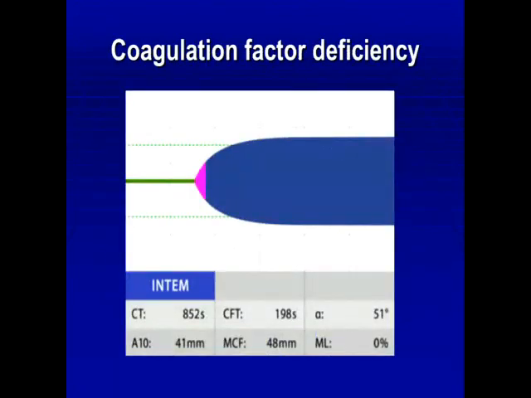With the coagulation factor deficiency, it's probably a lot more straightforward to interpret. You can see that the clot takes quite a while to start forming. Specifically, we're looking at that CT value, basically that green line at the beginning. Normal clotting time should be less than 100 seconds, but in this case, it's 852 seconds. So this would suggest that we should give coagulation factors in this case. But it could also be a heparin effect, so there are things that you have to keep in mind with any test.